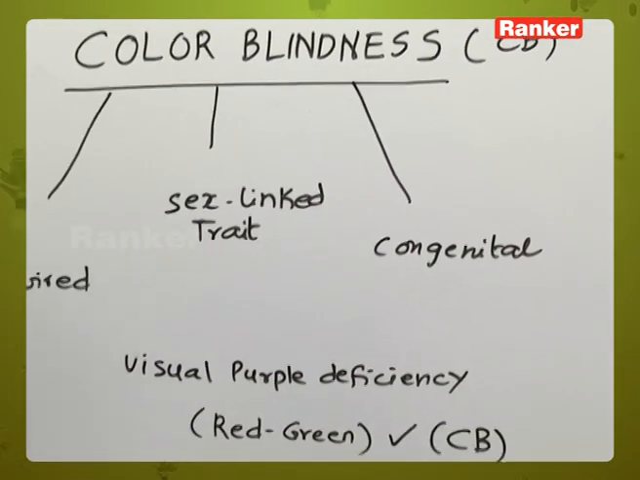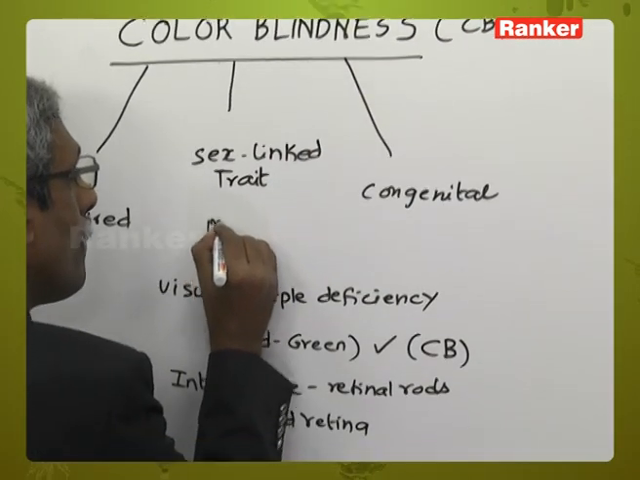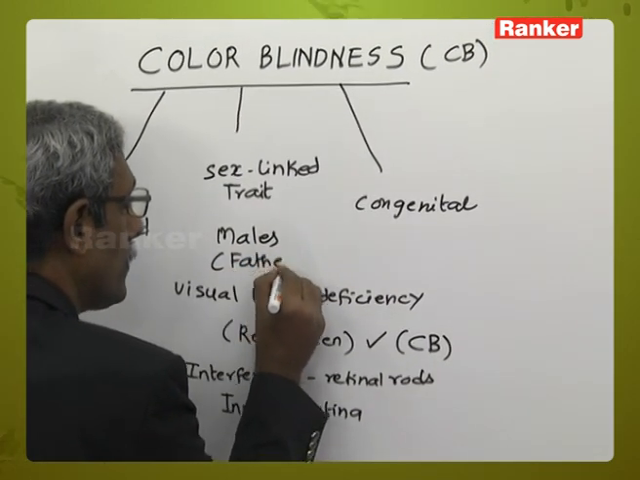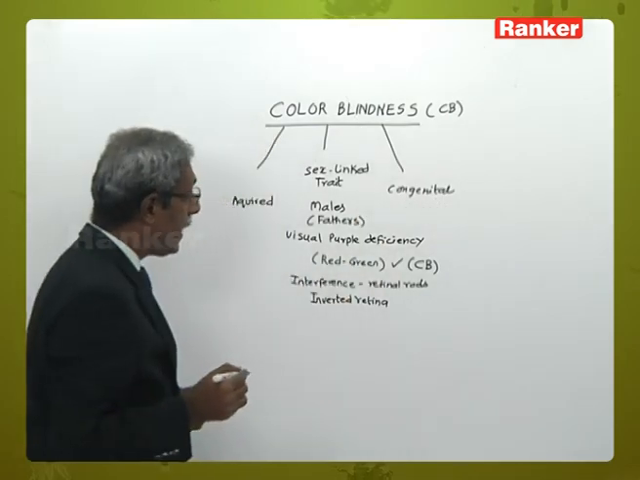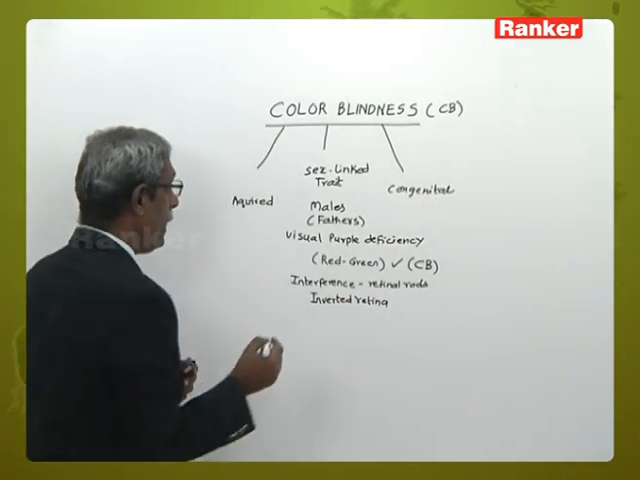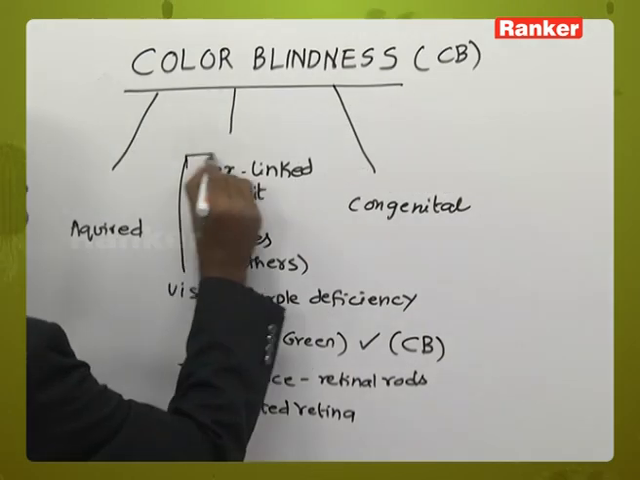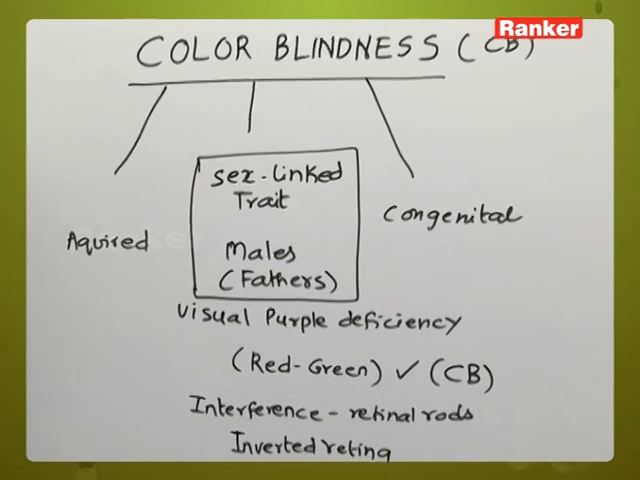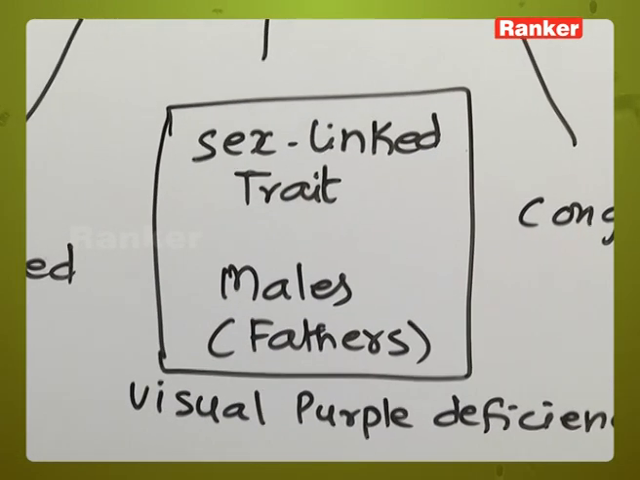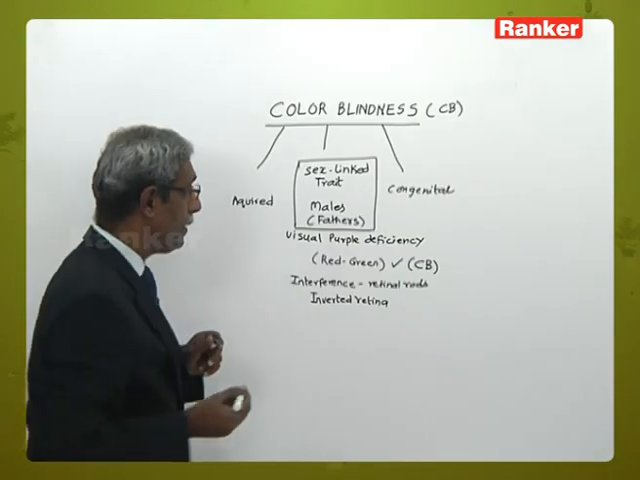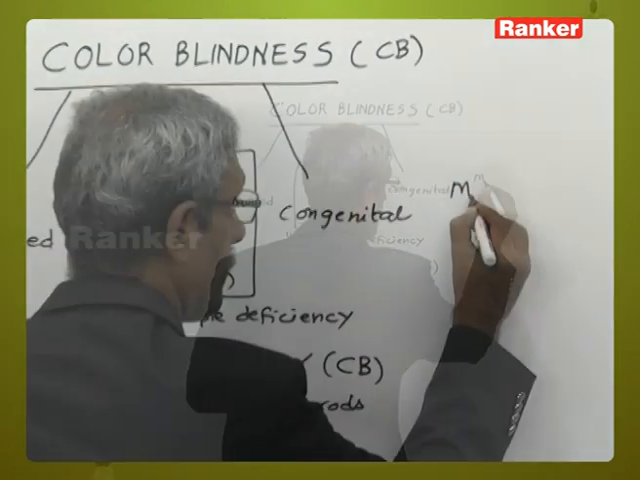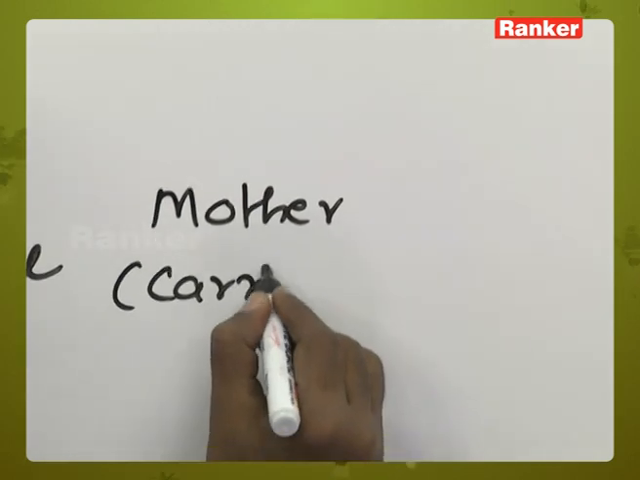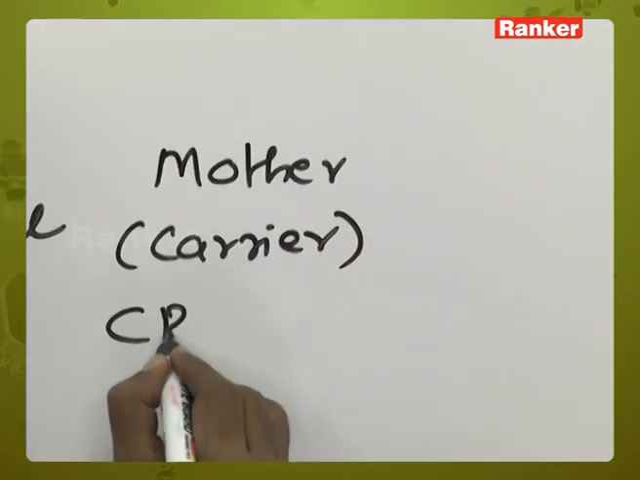Color blindness is common in males or the fathers. So, color blindness is inherited commonly among the males or in the father. Hence, you call it a sort of sex-linked pattern of inheritance. For color blindness, again, mothers are the carriers. The mother is the carrier of the colorblind gene.